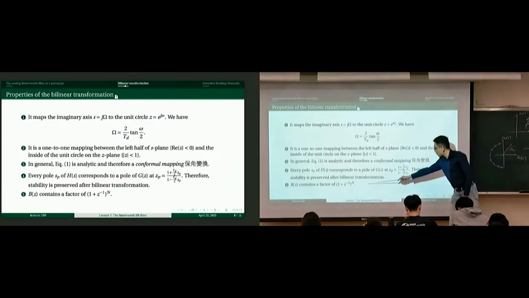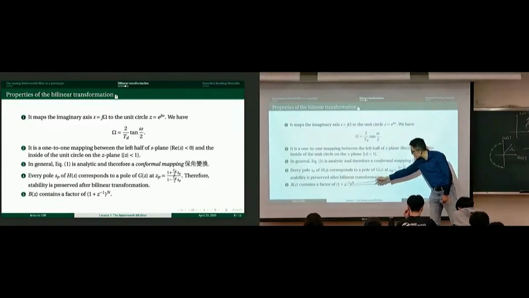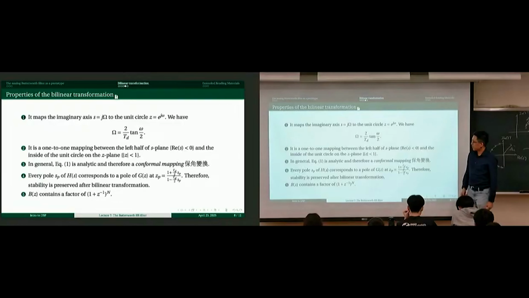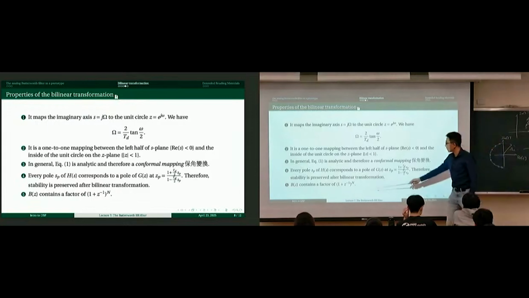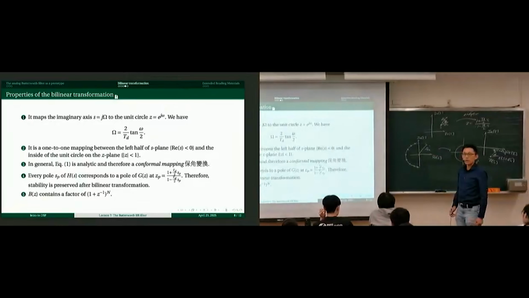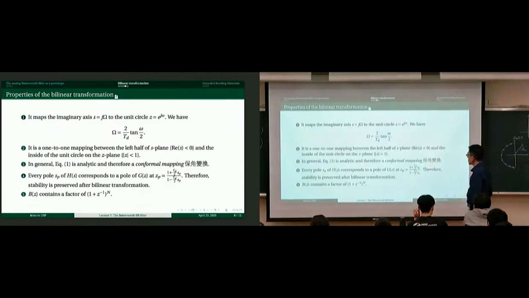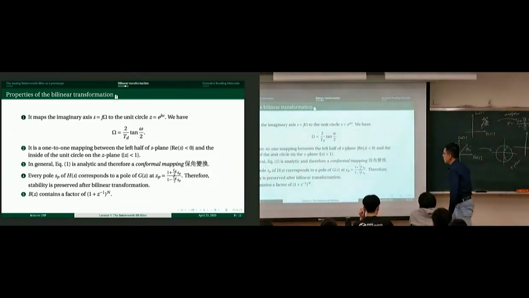And then finally, we have shown that, because of that kind of tedious work, B of Z will contain a factor of 1 plus Z inverse to the n power on top, in the numerator part. Or in other words, we have the case of a multiple root of B of Z. B of Z basically will be exactly 1 plus Z inverse to the nth power.